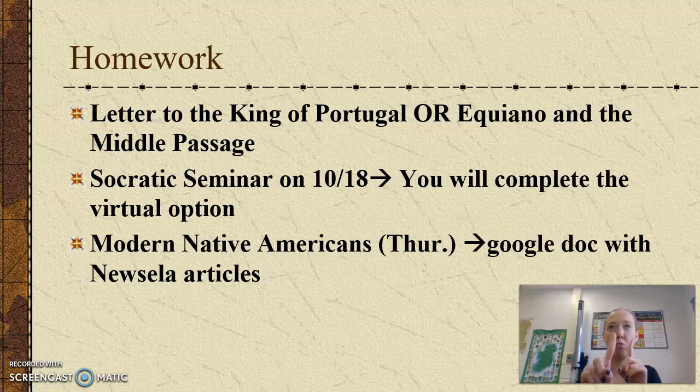You are going to choose one of those two documents to read. They are both primary source documents and both dealing with the transatlantic slave trade. Both very interesting in my opinion, but I'm only making you choose one. So choose one, answer those questions, and then turn it in when you're finished.